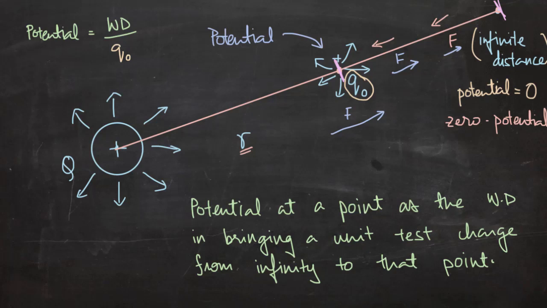We denote potential with the capital letter V. So V is equal to the work done per unit charge Q. We can also calculate what is the work done in moving a charge Q naught from infinity to a point where the potential is V. That work done would be Q, or in this case Q naught, into V.